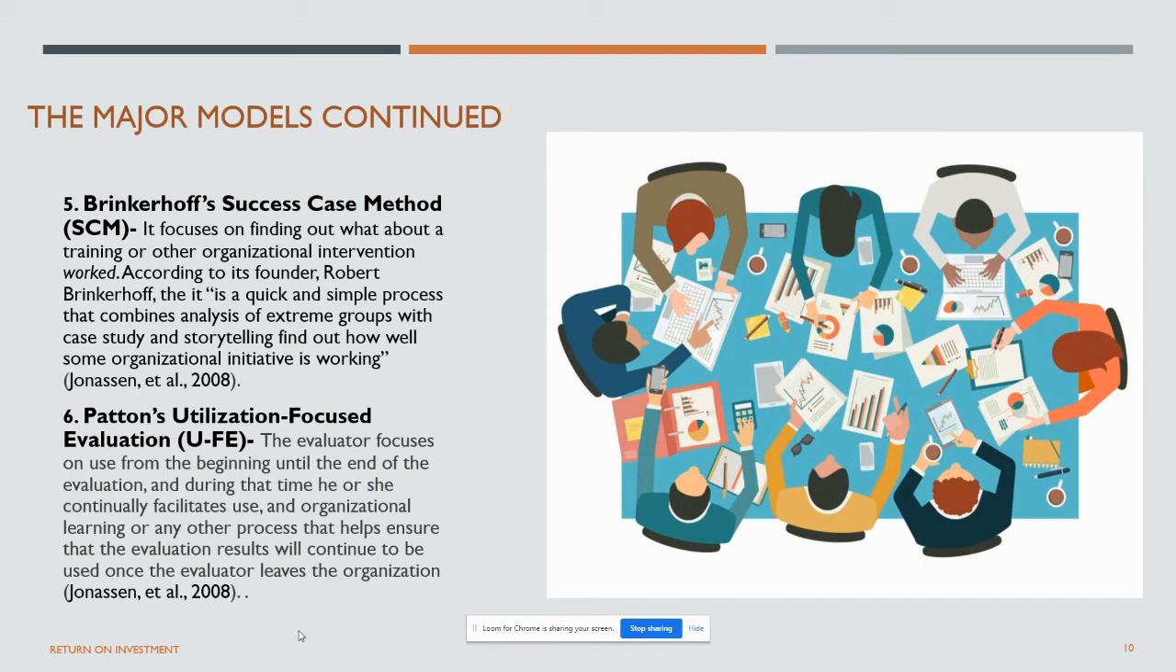The most important strategy for ensuring employees buy in and use the evaluation results and recommendations is to incorporate the employees' participation into all stages of the evaluation. Number six, Patton's Utilization-Focused Evaluation, the UFE. The evaluator focuses on use from the beginning until the end of the evaluation. During that time, he or she continuously facilitates use and organizational learning or any other process that helps ensure that the evaluation results will continue to be used once the evaluator leaves the organization.